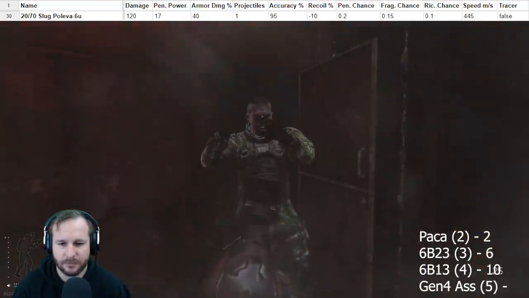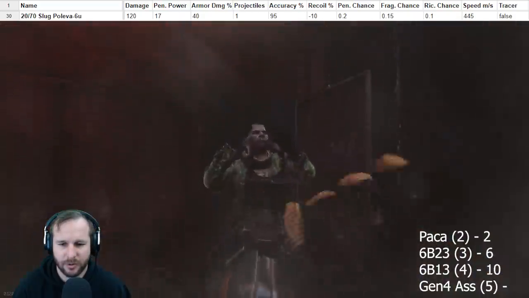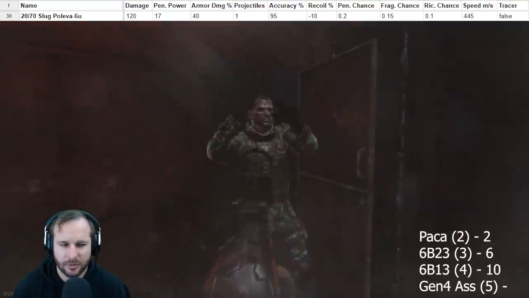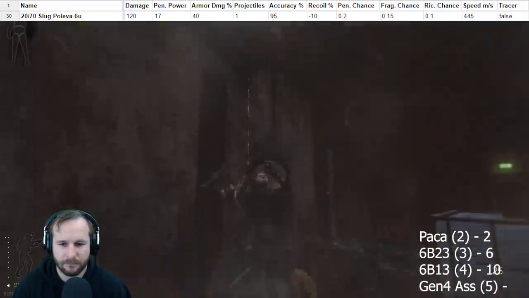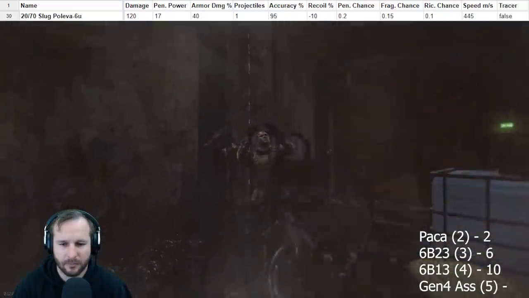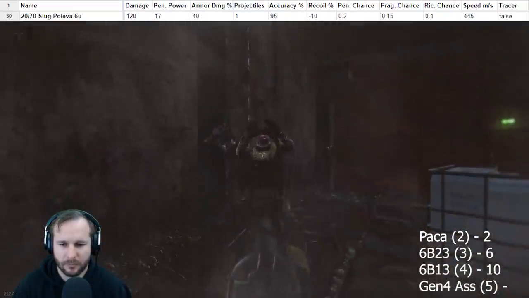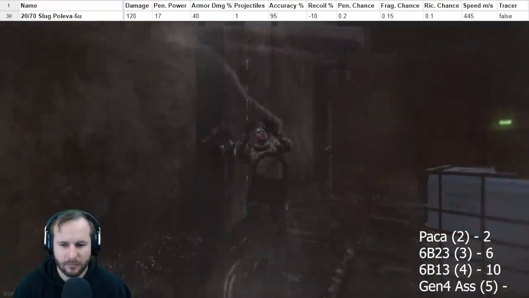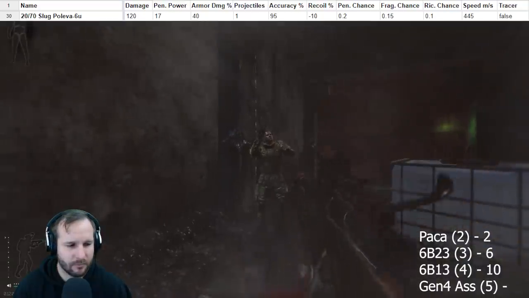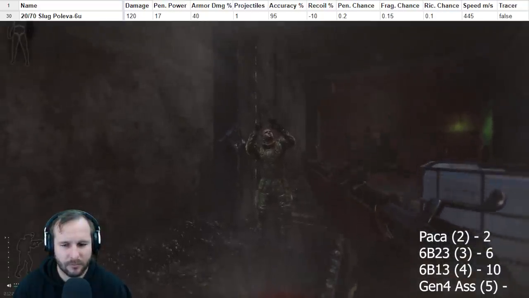Now up to the Gen 4 Assault. With this one, it takes a lot of hits. We're looking at the fact that it's a class 5 armor. I'm using a slug round. It has to do enough armor damage to the point where it's low enough to be able to pen through. And this one takes a total of 16 rounds. So it's not even possible to drop someone.